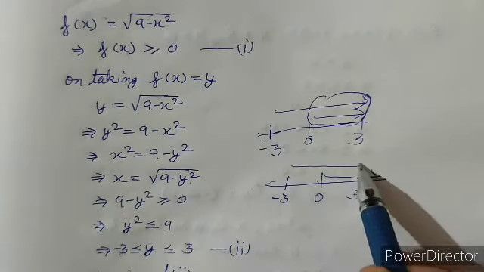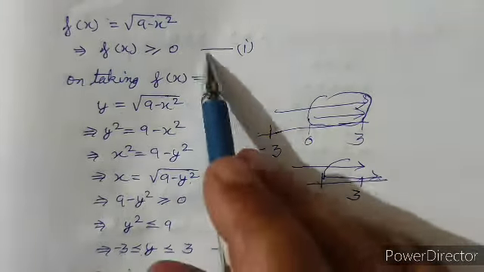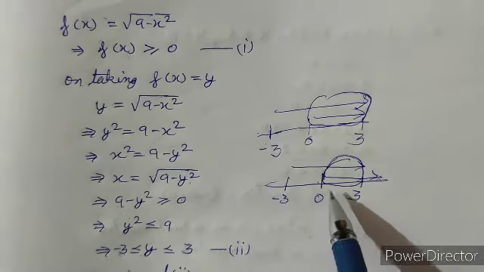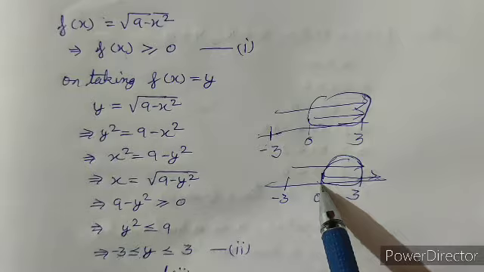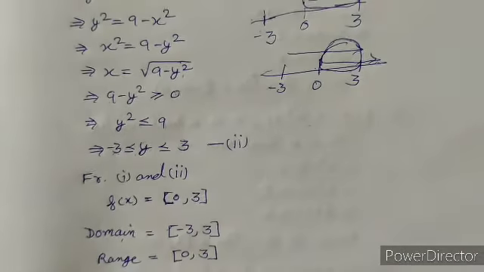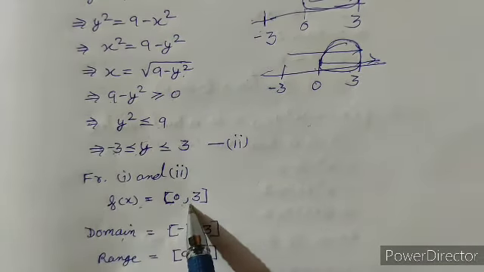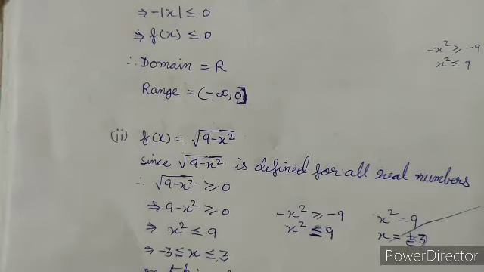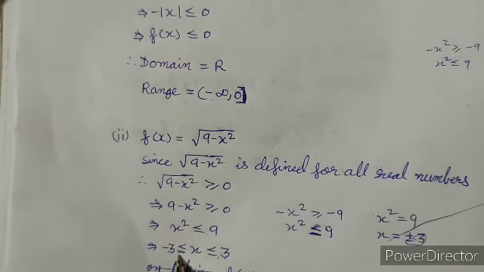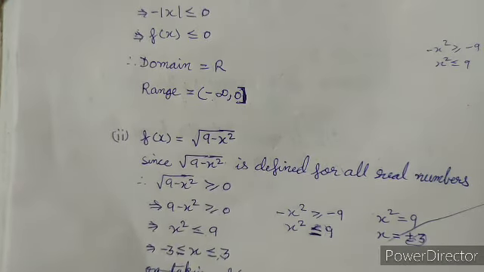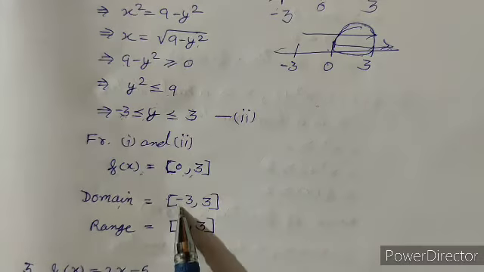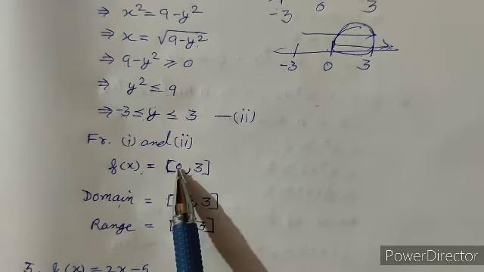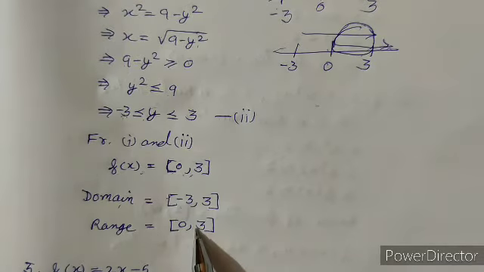Now if you observe here, the common part of equation first and second, or inequality first and second, is from 0 to 3. That means the value of fx is from 0 to 3. So we can say that the domain of the function, that is value of x, lies from minus 3 to 3, and the range of the function, that is value of fx, is from 0 to 3.